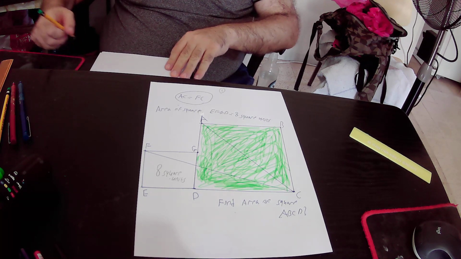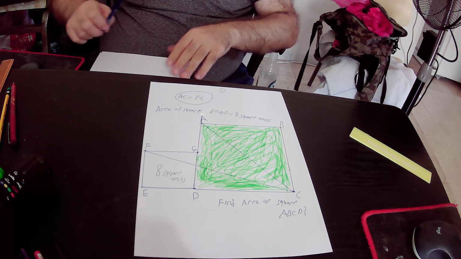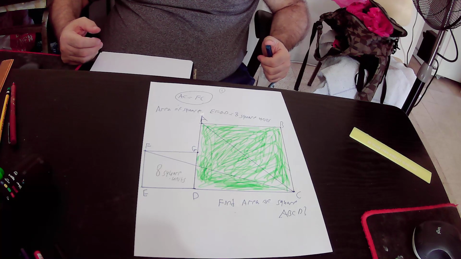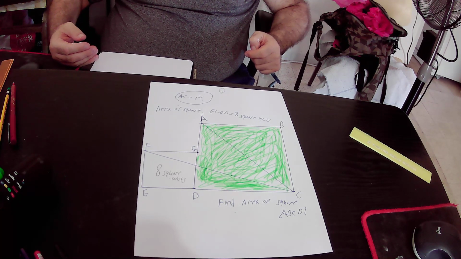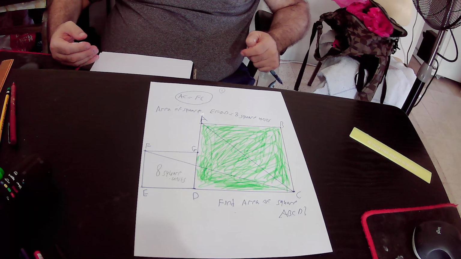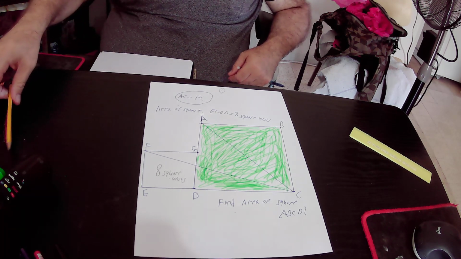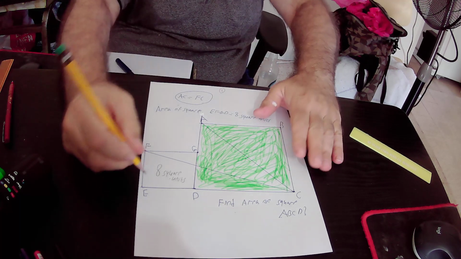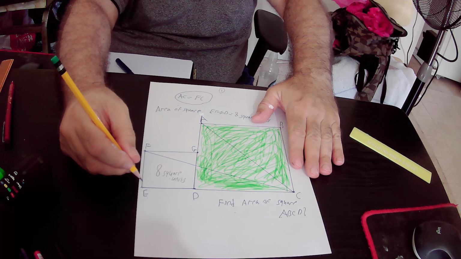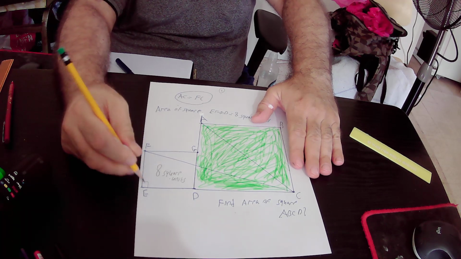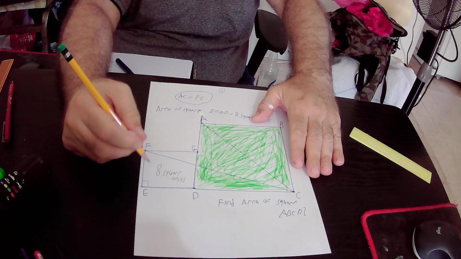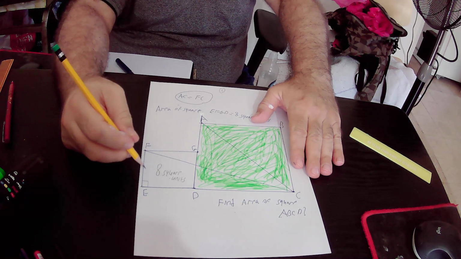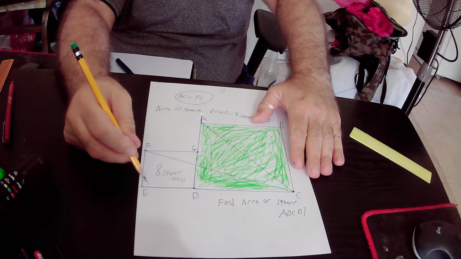First of all, we know that in any square, all its angles are equal to 90 degrees. They are all right angles. For that reason, this angle of the square, angle FED, is a right angle, and therefore triangle EFC is a right triangle because it has one angle that is equal to 90 degrees.